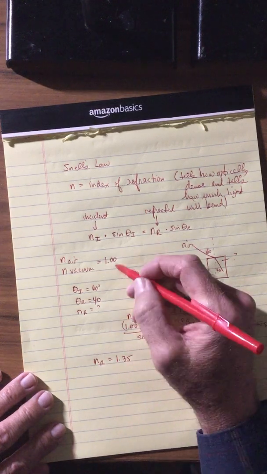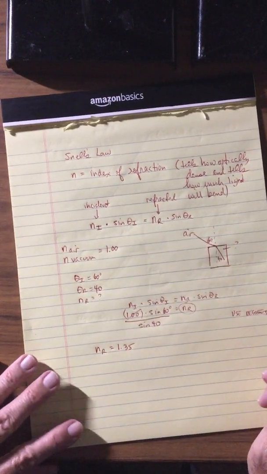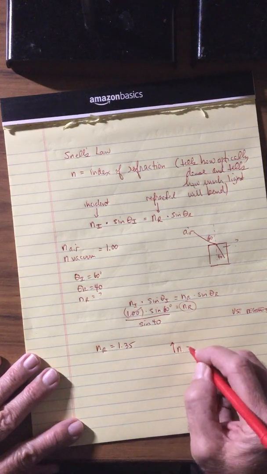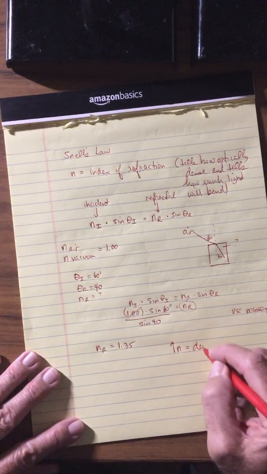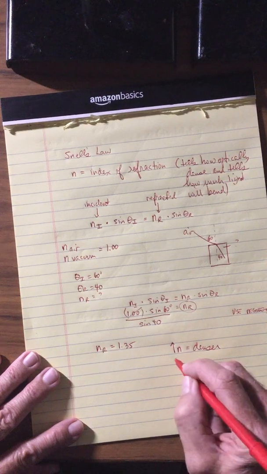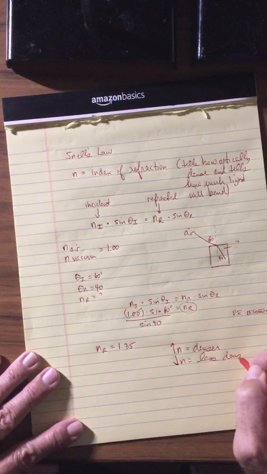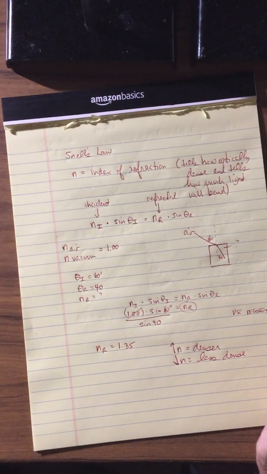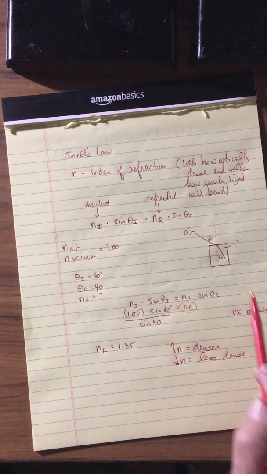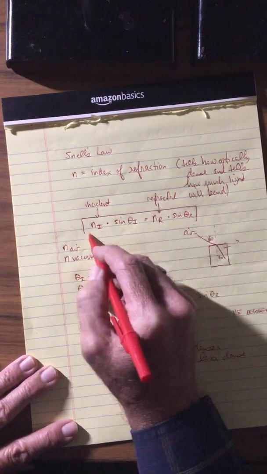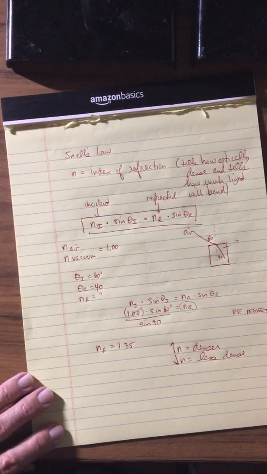And of course, it's more than 1.0. When we increase the index of refraction, it's going to be optically denser. And when we decrease the index of refraction, it's going to be less dense. So this is using Snell's law. Here's the master formula, and this was used to find the index of refraction.